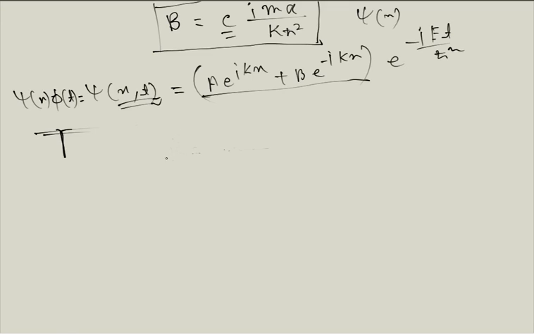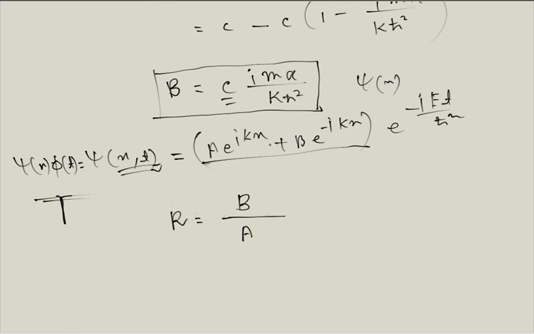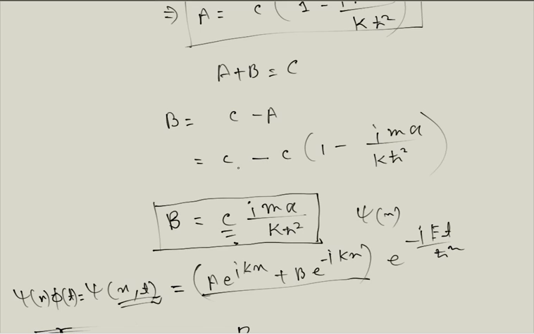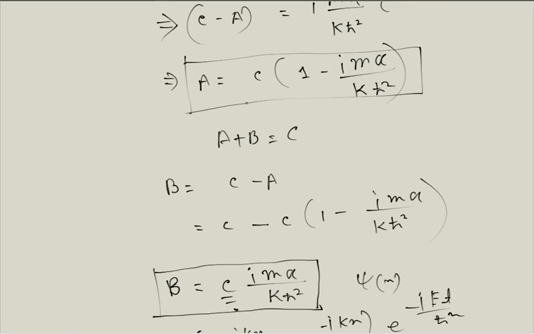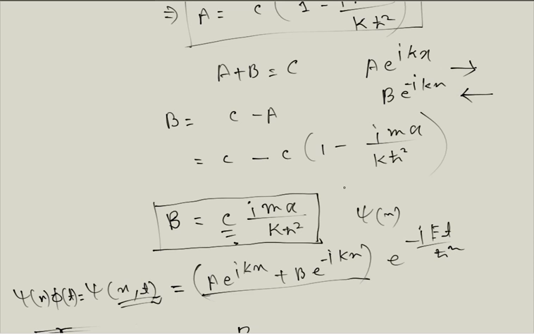In classical wave theory, the reflection coefficient would simply be the ratio of the amplitude of the reflected wave, that is b, and the incident wave, a. Here a was the amplitude of the incident wave, as it represents the wave traveling in the plus x direction, and b e to the power minus ikx represented the wave going in the minus x direction.